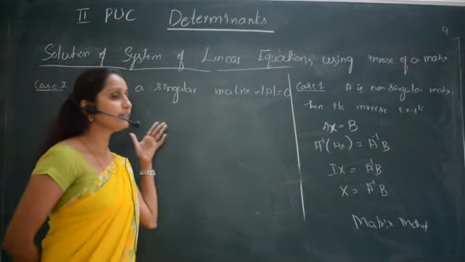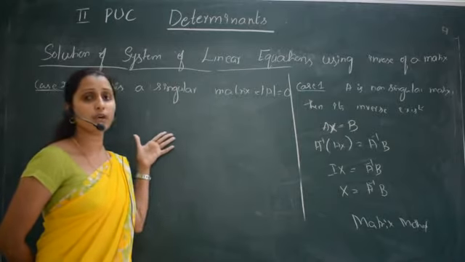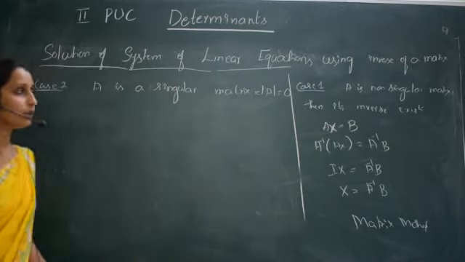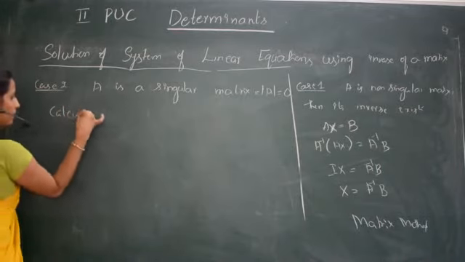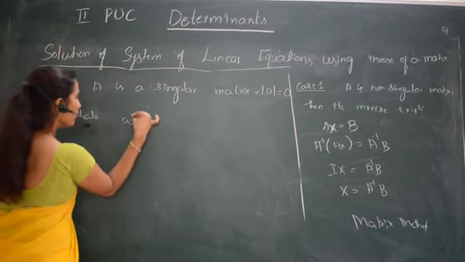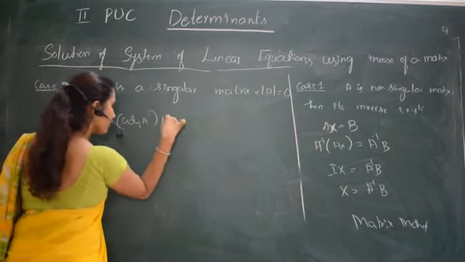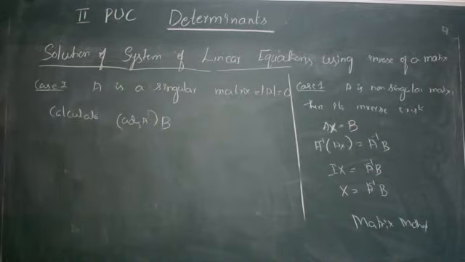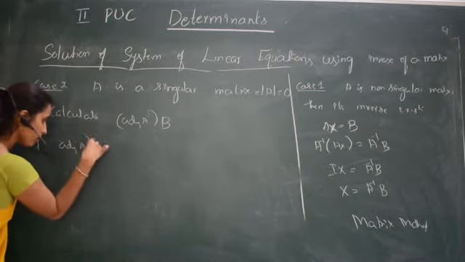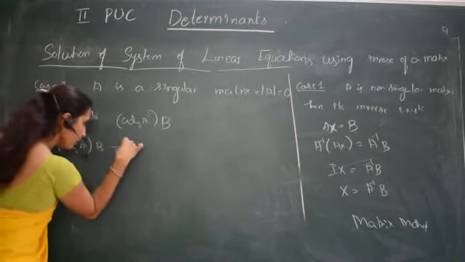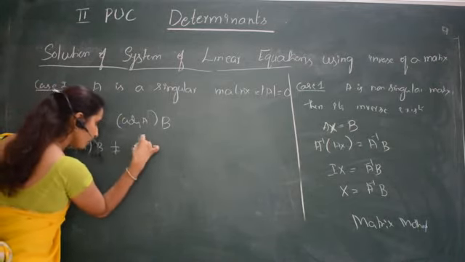So we cannot solve the system of equations by that method if it is a singular one. So what can we do? In this case, we have to calculate the value of adjoint A into B. Calculate adjoint A into B in this case, if it is a singular one. So again, adjoint A into B, if adjoint A into B is not equal to 0.